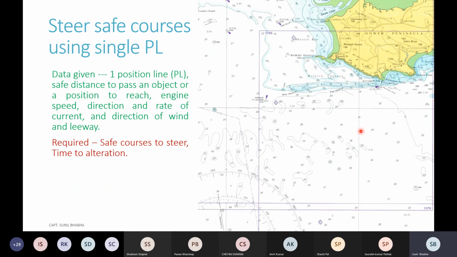What are we required to find out? We are required to find out what safe courses do we need to steer to pass the object at the specified safe distance or to reach our destination position.